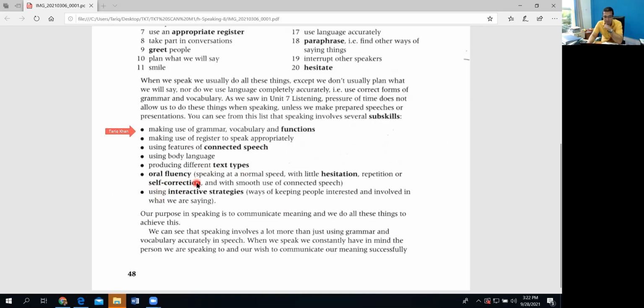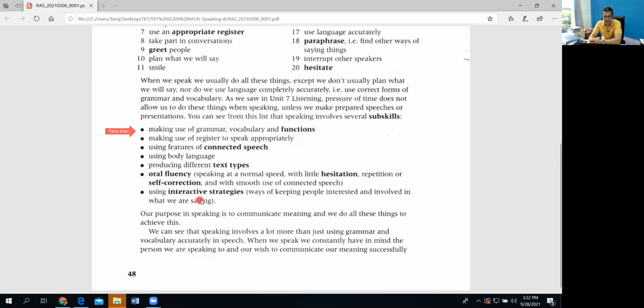Oral fluency, speaking at a normal speed with little hesitation, repetition or self-correction, and with smooth use of connected speech. This is called oral fluency. All these things, when we say somebody is fluent in speaking, they avoid hesitation, they don't repeat the sentences, they don't self-correct, they say something and they do the correction, okay? So when all these things are avoided, we say fluency is there in the speaking.